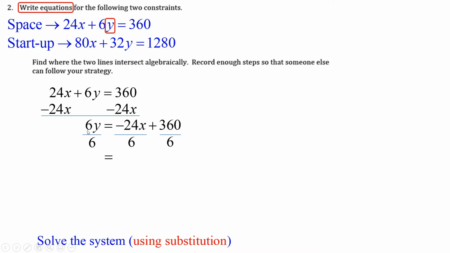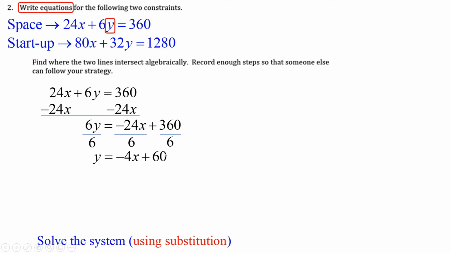And now on the left, our factors of 6 cancel, leaving the factor of y. And on the right, we have a negative over a positive is negative, and 6 goes into 24. How many times? Wouldn't that be 4 times? Negative 4, and you still have that factor of x, plus, and how many times does 6 go into 360? That would be a 60. So y is negative 4x plus 60.